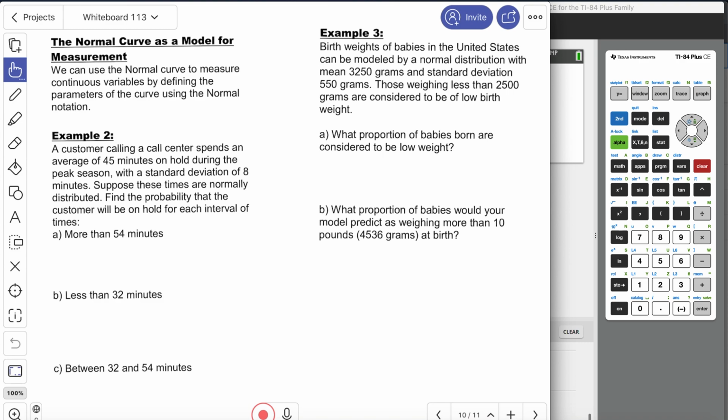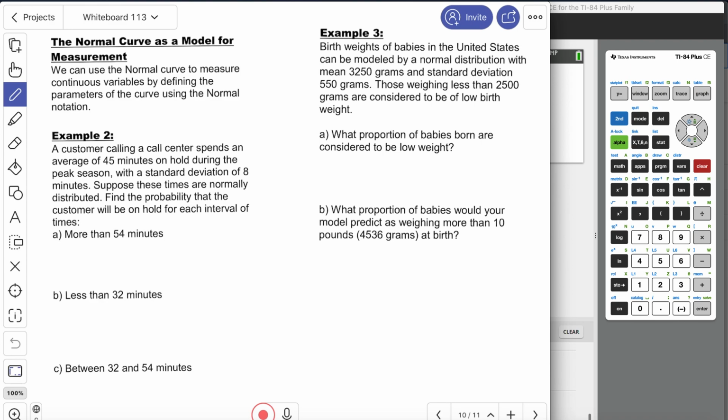Another process that works every time and is more efficient is just changing the mean and standard deviation within your calculator and letting your calculator do all the work for you. So here's an example of what I mean by that. Look at example 2. It says a customer calling a call center spends an average of 45 minutes on hold during the peak season, with the standard deviation of 8 minutes. Suppose these times are normally distributed. Find the probability the customer will be on hold for each interval of times.